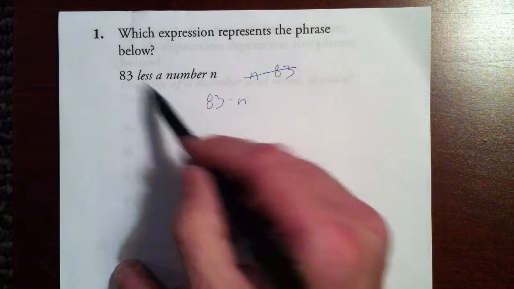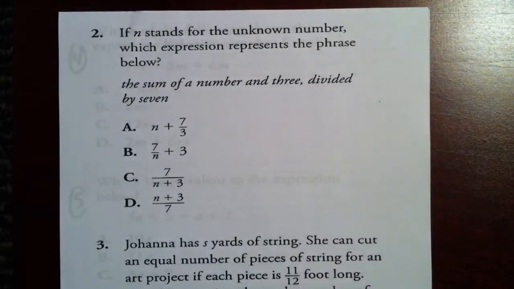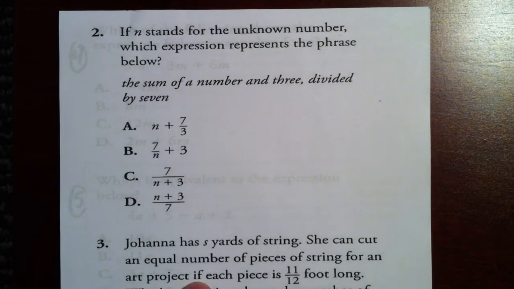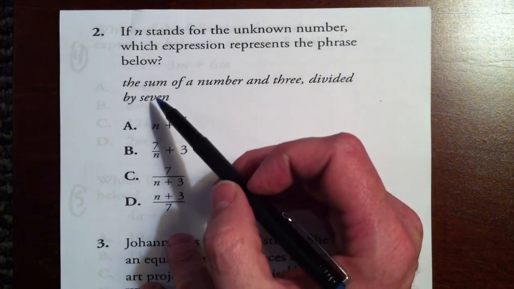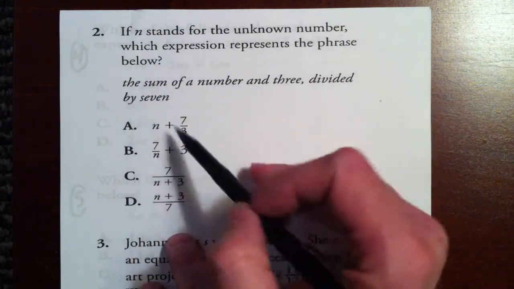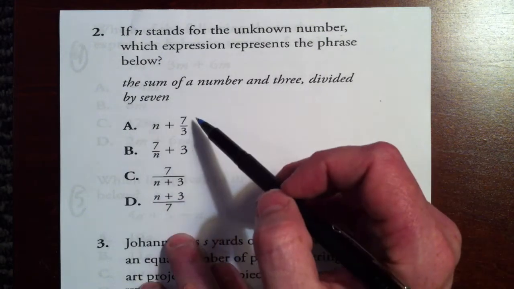But that's not the case. It says 83 less a number, 83 minus n. If n stands for an unknown number or variable, and that's usually what a variable is, an unknown number. Which expression represents the phrase below? The sum of a number and 3 divided by 7.